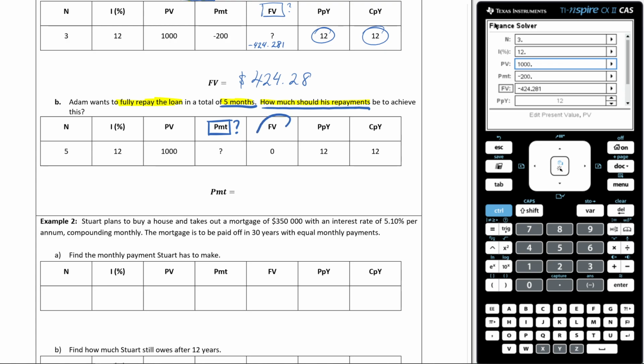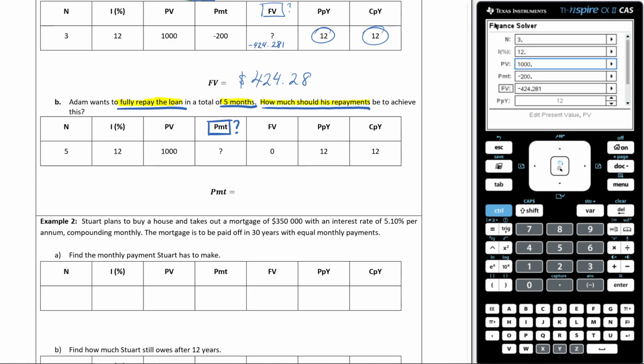My future value here is 0, and that's because we want this thing fully paid off in 5 months. So in other words, in 5 months, my future value will be 0. Then my PPY and my CPY, which remember represents how often I'm making payments and what's my compounding period, both of these are still the same at 12. And remember, these two numbers will always be the same.